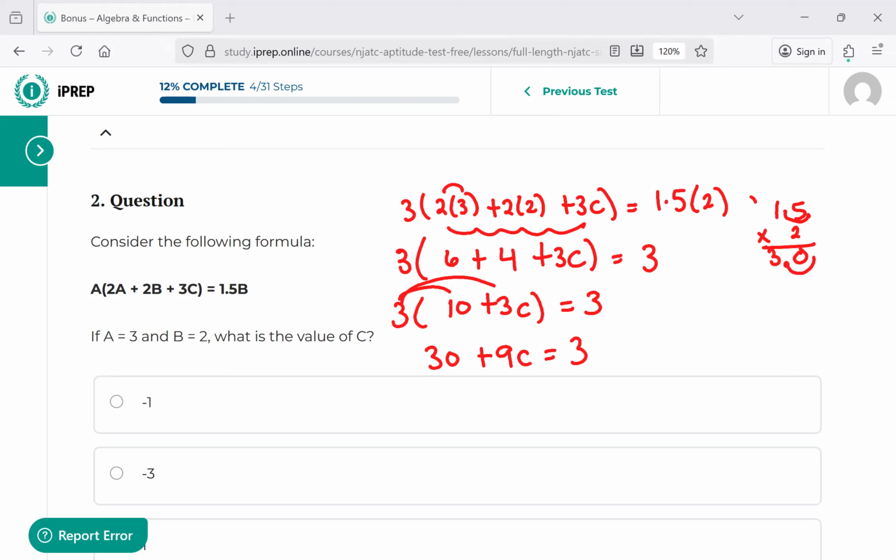Okay, your goal is to solve for C. So then I'm going to subtract 30 from both sides. What is 3 minus 30? Negative 27. Divide this by 9. C equals negative 3.